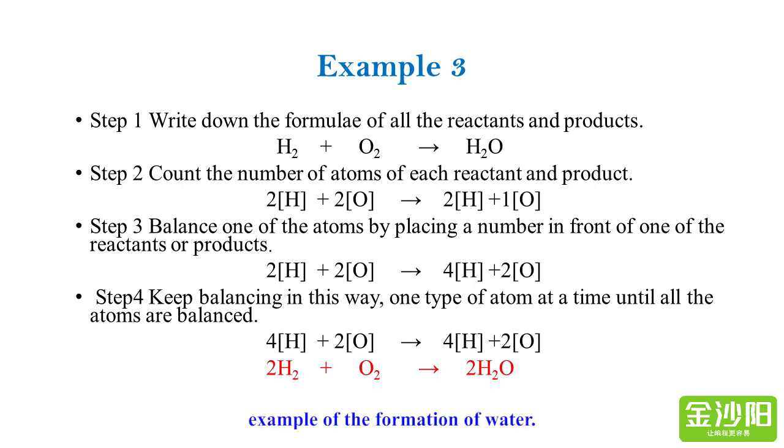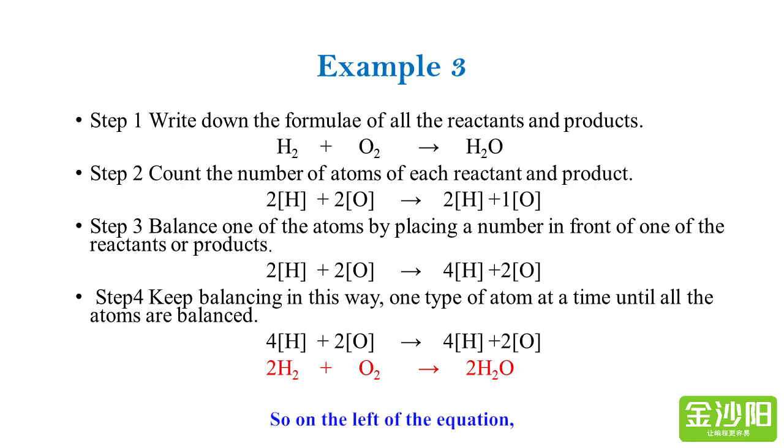Here is an example of the formation of water. Step 1. Write down the formulae of all the reactants and products. So, we write down that hydrogen reacts with oxygen to form water. Step 2. Count the number of atoms of each reactant and product.